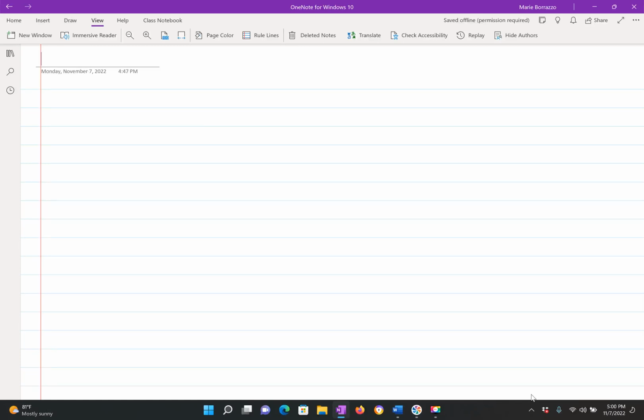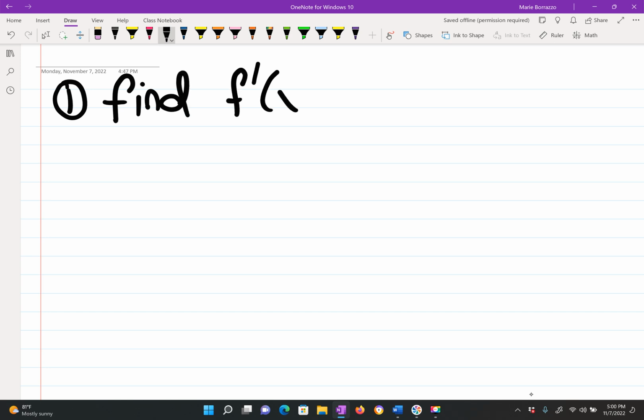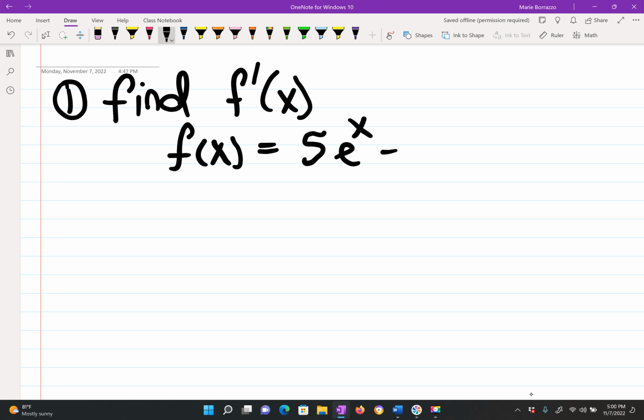All right, first question. I'll give you a couple of seconds. So this is number 1. It says find first derivative given f of x is equal to 5e to the x minus 4x plus 2.